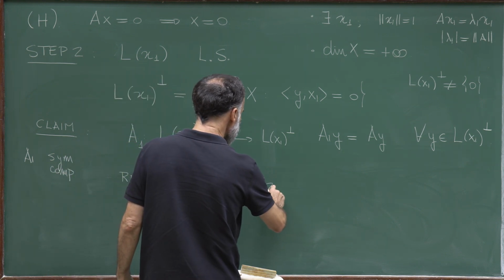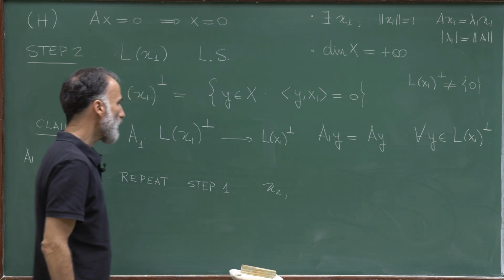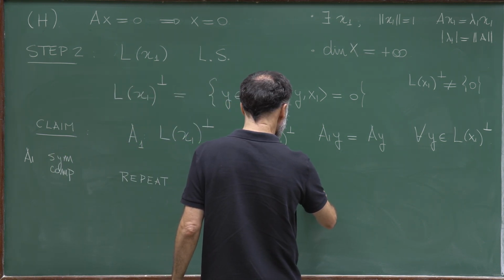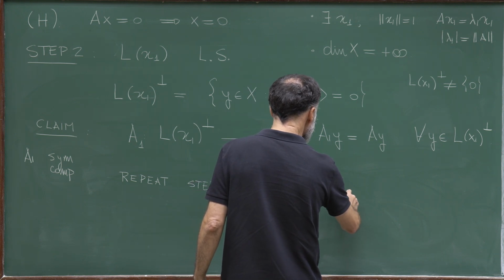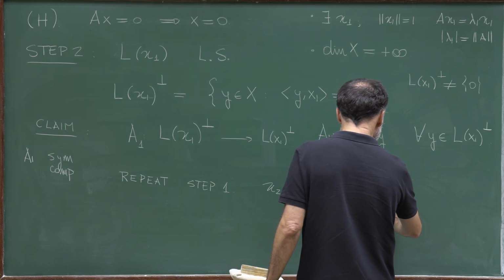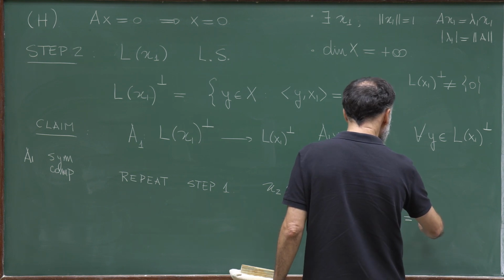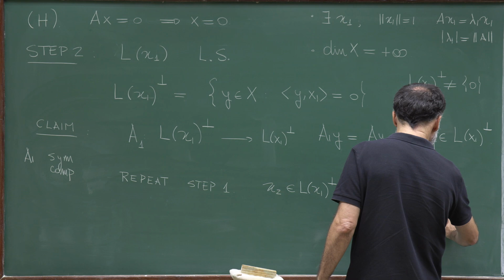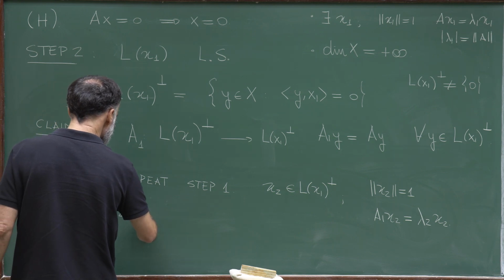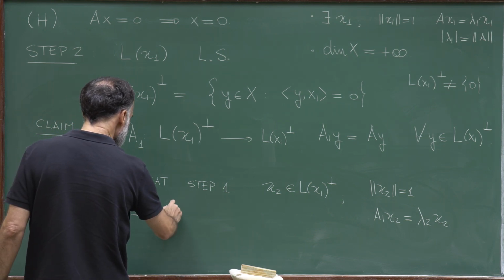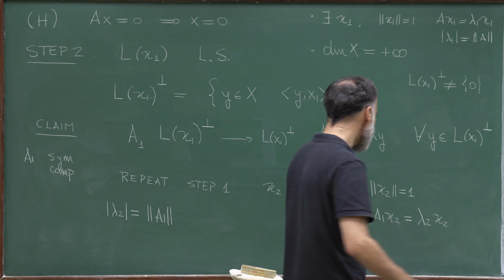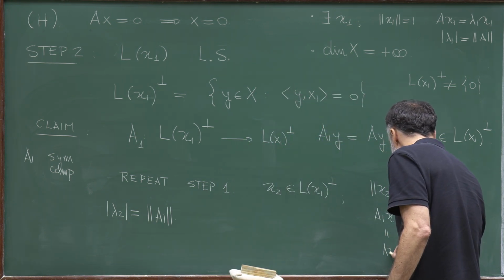And find x2, which is an eigenfunction of A1. So x2 in Lx1 perp, such that the norm of x2 is equal to 1, and A1 x2 is equal to lambda 2 x2, where the absolute value of lambda 2 is equal to the norm of A1. Right. Well, but here, by definition, A1 of x2 is A of x2.